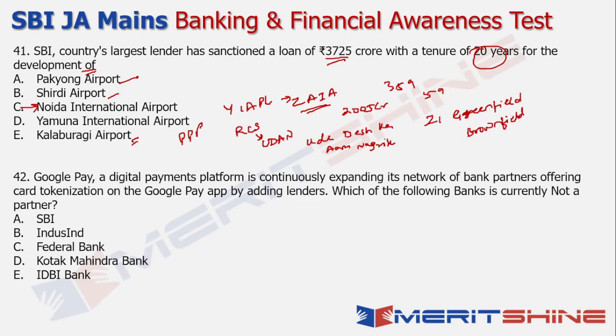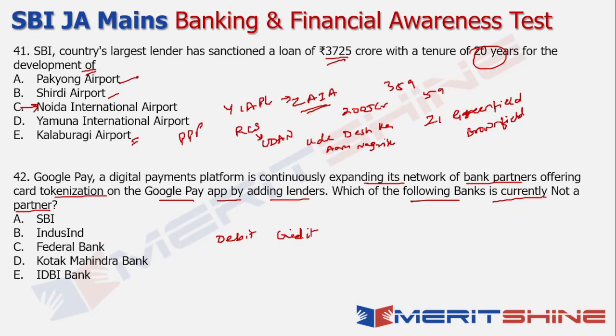Okay, next up we're talking about Google Pay, which is a digital payments platform, and is obviously continuously expanding its network of bank partners, offering card tokenization on the Google Pay app by adding lenders. Now, which of the following banks is currently not a partner? That's the question. So when you look at the overall tokenization phenomenon, especially in the context of Google Pay, it has basically split it into debit cards and credit cards, right?